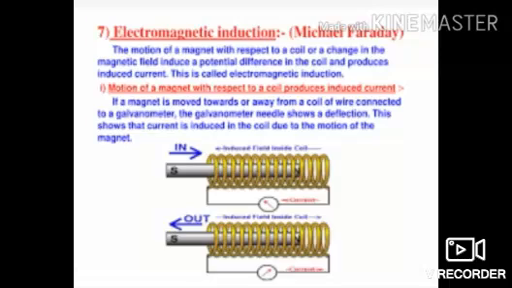Second, the flow of current stops as soon as the magnet and the coil are at rest with respect to each other. Next, the faster the relative motion between the magnet and the coil, the more the current that flows through the coil. Last, the direction of the current obtained by moving the magnet away from the coil is opposite to the direction when the magnet is moved toward the coil.